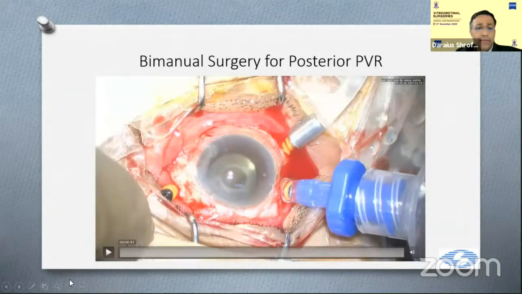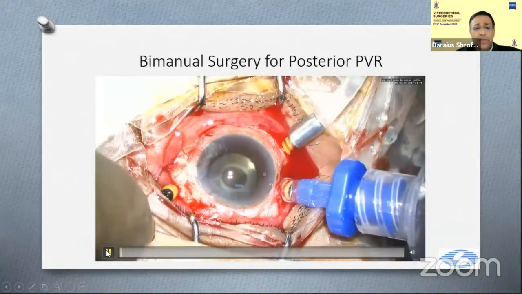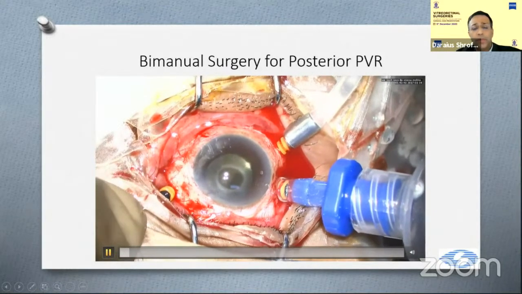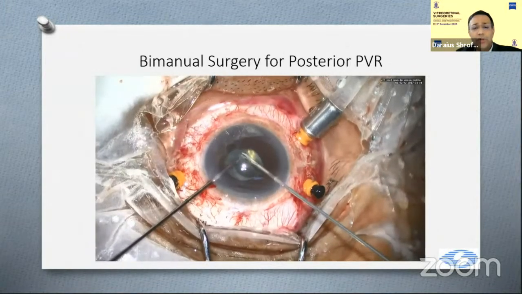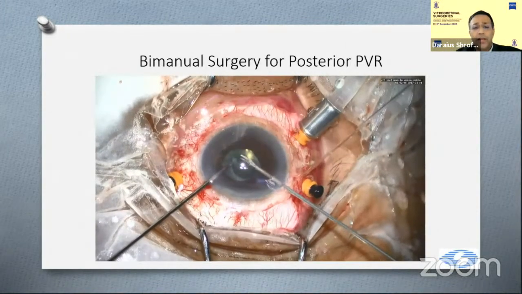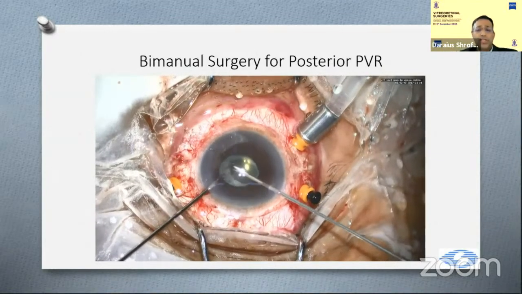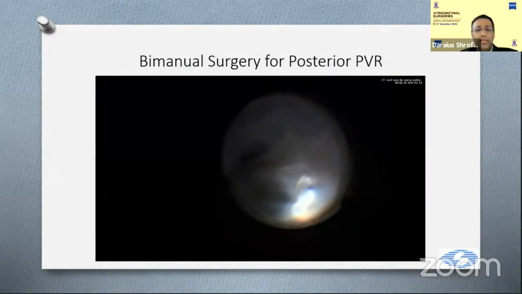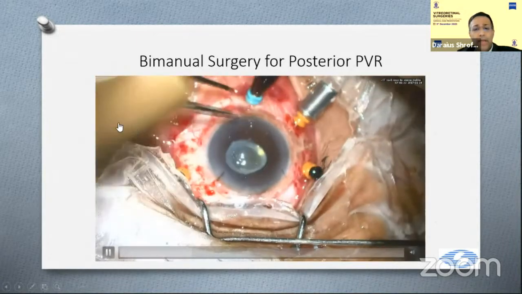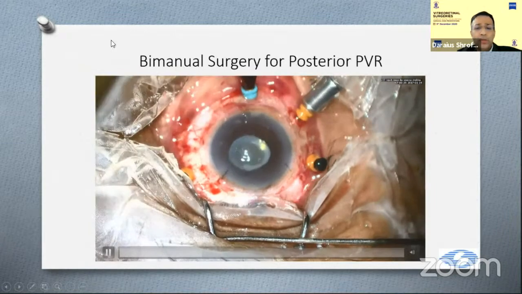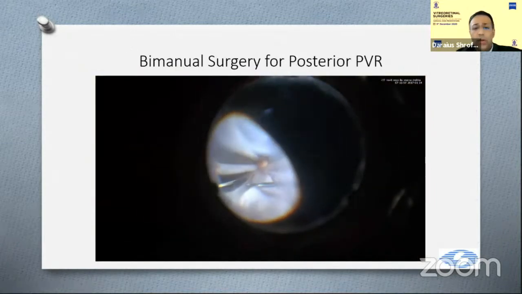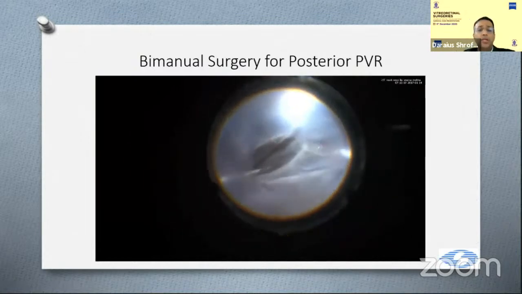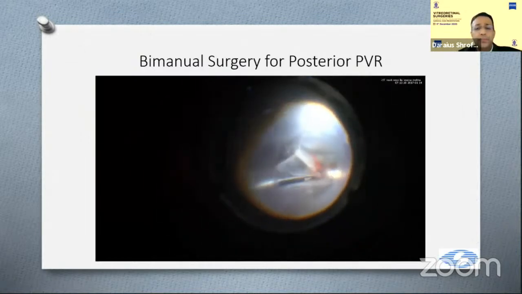If we can see my first video, this was a case where we did bimanual surgery for posterior PVR. First we removed the oil, and you can see there was some anterior capsular phimosis which was preventing view of the retina. As we always say, visualization is key in these cases. So we opened that, and now the chandelier is put. The chandelier really helps with vision. You can see how much better the view is now and how we can proceed with bimanual surgery with the placement of the chandelier.